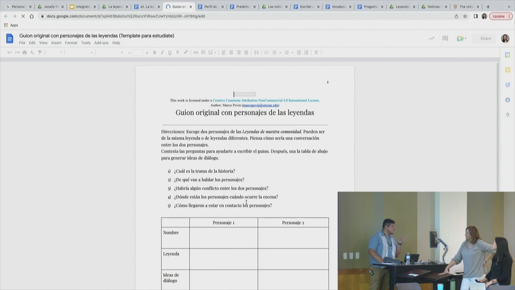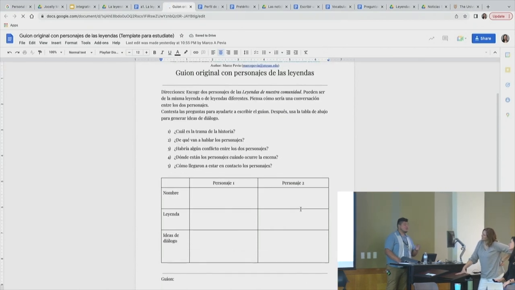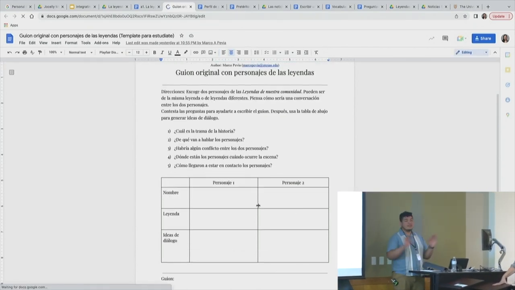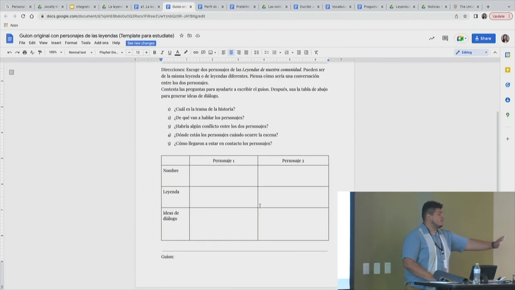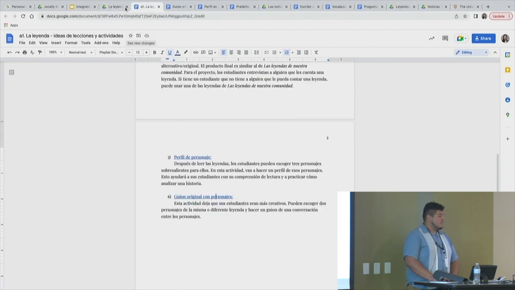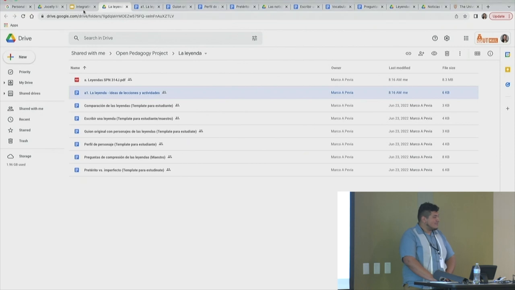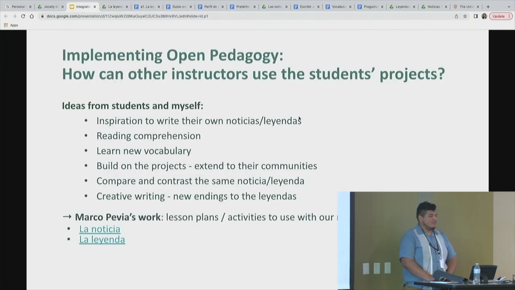También hay un guión original de personajes de leyendas. They can pick 2 people from different leyendas, the same leyenda. What would be a dialogue between the 2 characters? Stuff like that, and then they can outline this and then start their guion here. But yes, I think that's everything. Gracias, Marco.